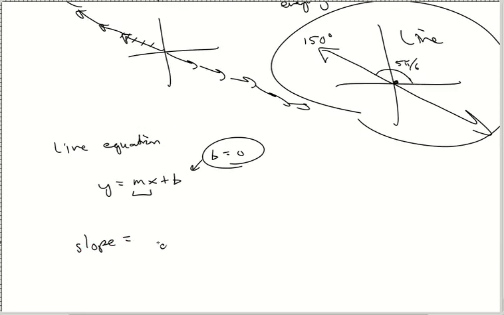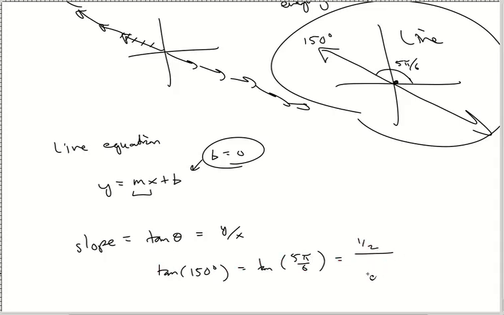Where have I heard slope before? Yep, it's tangent. Slope equals tangent, which is equal to y over x. Well, I have my angle. I'm going to say, okay, what's my tangent of 150? What's my tangent of 5 pi over 6? Remember, y over x, you're going back to the unit circle here, so my y value is smaller, my x value is bigger, but it's negative. The 2's cancel, and you basically get this guy right here is your slope.